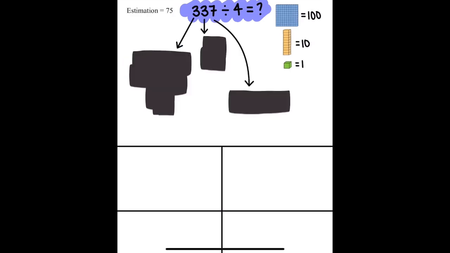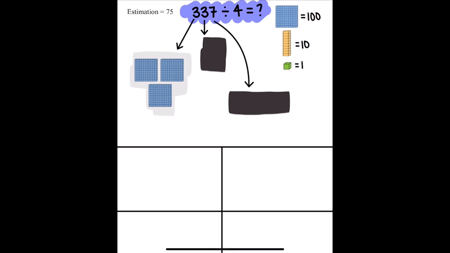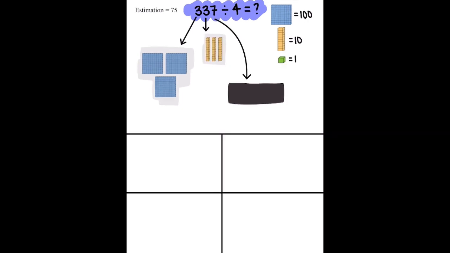Let's start by using base 10 blocks to help us solve this equation. First, we must ensure we understand the place values of our dividend so we can represent the number with our base 10 blocks. The first 3 is in the hundreds position, representing 300. This means we will have 3 flats. The next 3 is in the tens position, representing 30. This means we will have 3 rods. Lastly, the 7 is in the ones position, representing 7. This means we will have 7 ones.